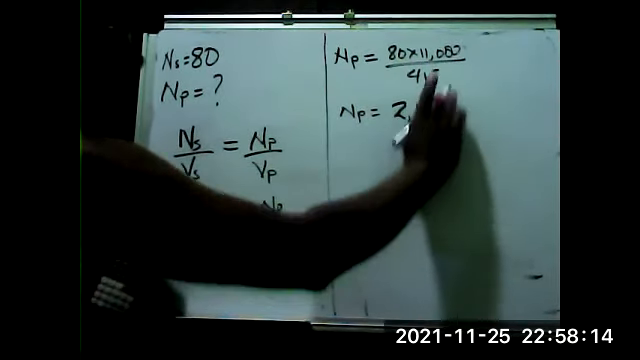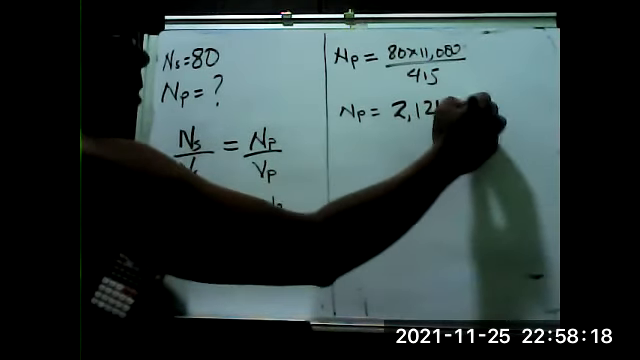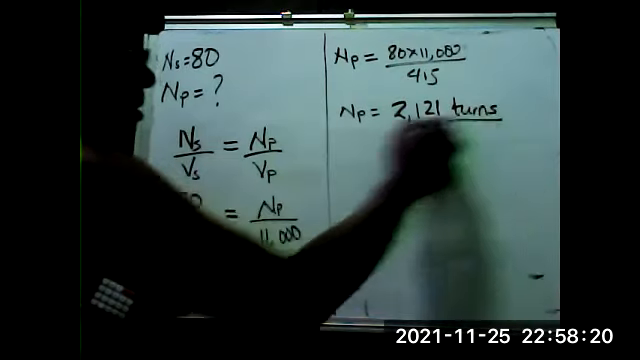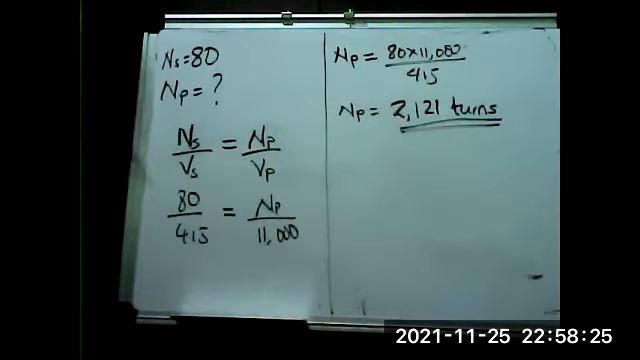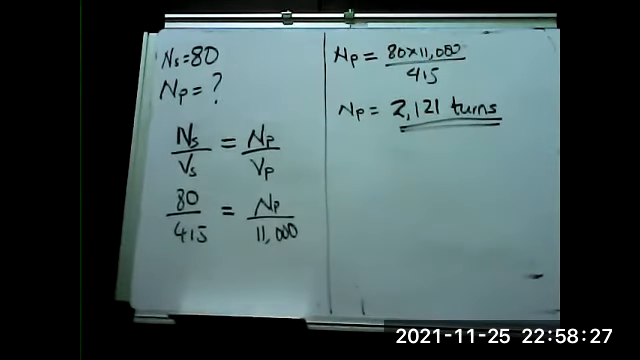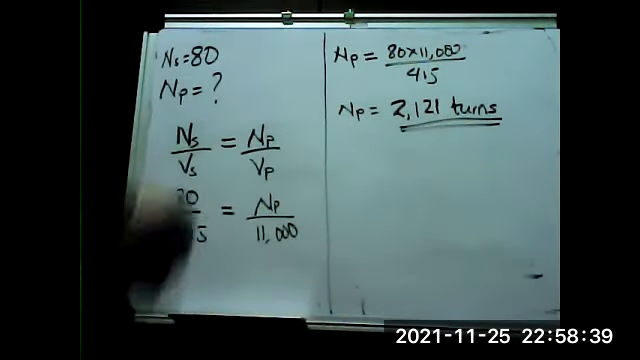We get 2,120.4. You can't have a point turns, so you round off to the next number. Anyway, they said approximately. So 2,121 turns. The side where there's more voltage, there should be more turns. The side where there's less voltage, there should be fewer turns. We proceed.